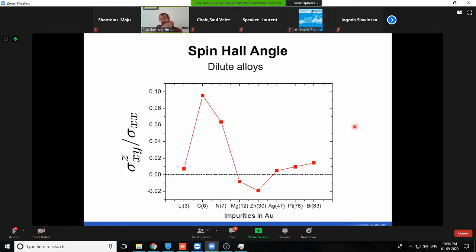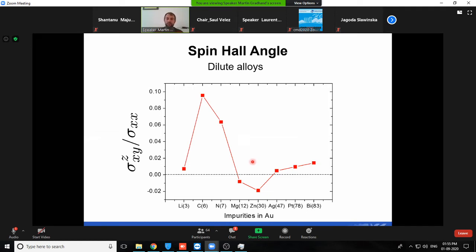So let's see how it looks for real materials. This is an example of a 3D crystal. We put a dilute concentration of various impurities in this 3D crystal. In that case, the crystal is gold. And you can see that for the spin-Hall angle, the ratio of the spin-Hall conductivity divided by the longitudinal conductivity, you can get any size, any sign. For light elements, you can get up to 10%. For heavy elements, you can get just about 2%. And in between, you have even a sign change.